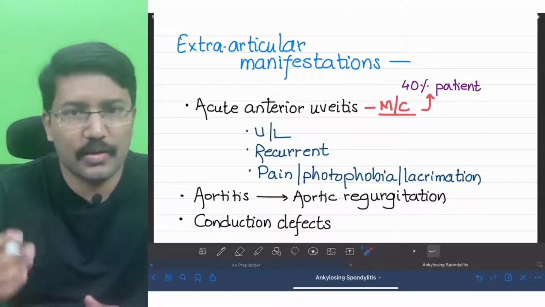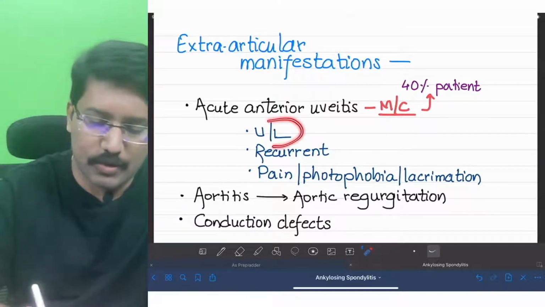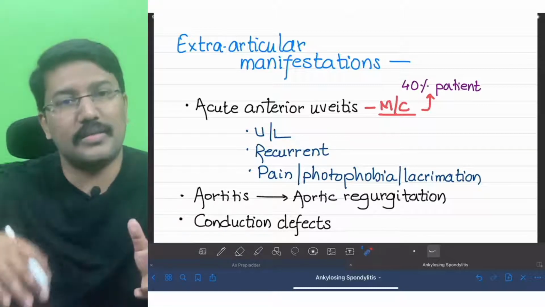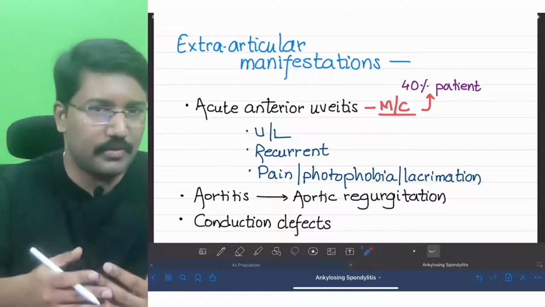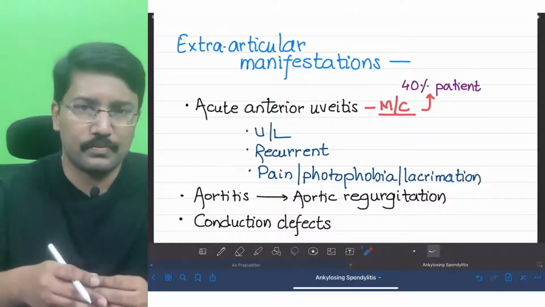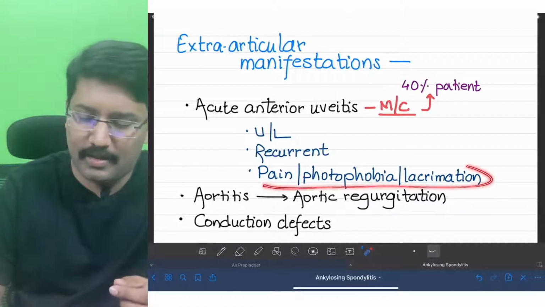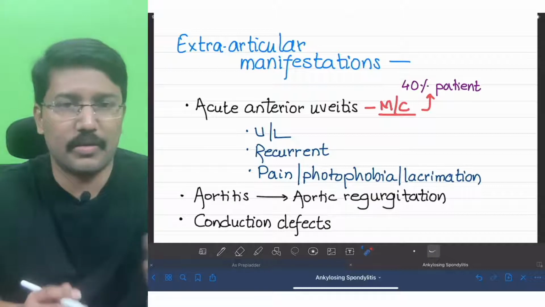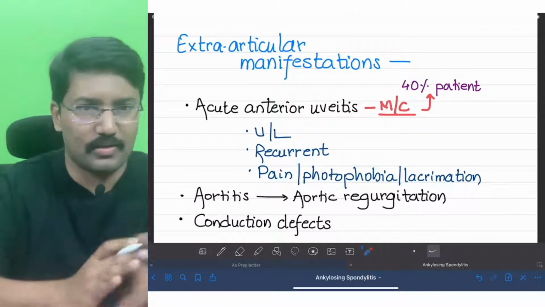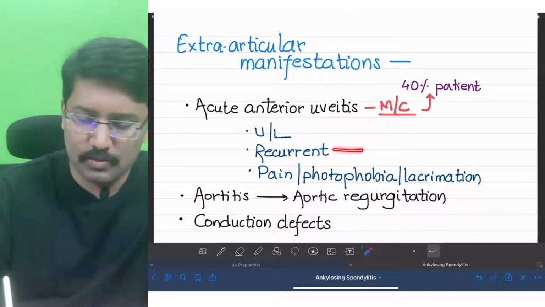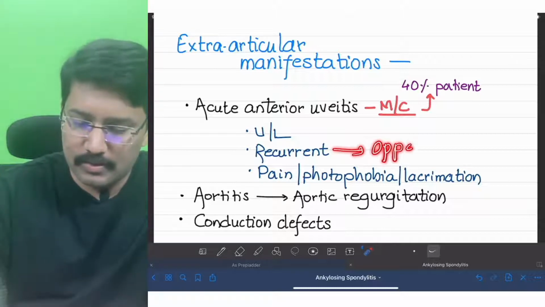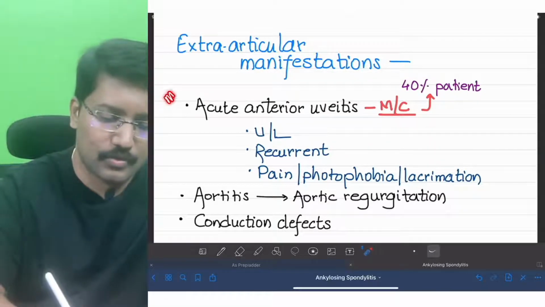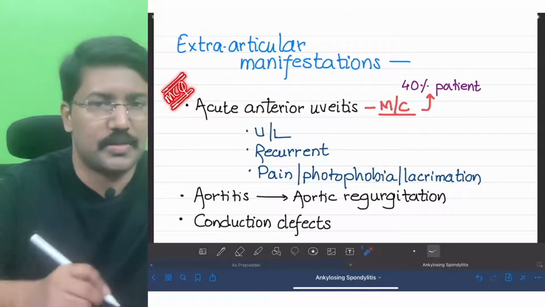Usually when anterior uveitis occurs, it is unilateral. And it is known to recur, and recurrence usually affects the other eye. You start with the right eye, you have anterior uveitis of the right eye. Now you develop pain, photophobia and lacrimation. Those are the classical symptoms. You get treated with steroids, topical or systemic, you get better. When it recurs, it is going to recur on the other eye, the opposite side eye. So recurrence is known to occur on the opposite side eye. This is an MCQ point. This is the most common extra-articular manifestation.